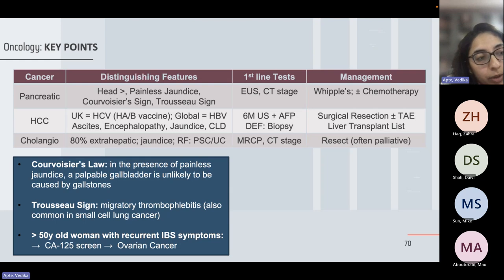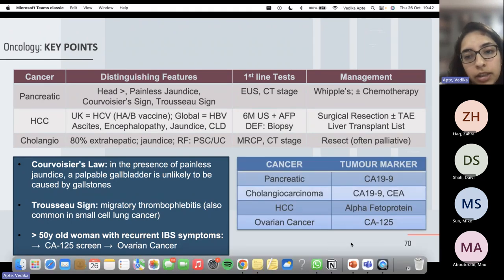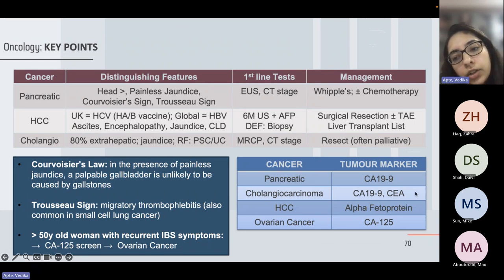Another thing to note, if you see a woman older than the age of 50 with recurrent IBS symptoms, you might want to suspect ovarian cancer, and you'd want to do a CA125 screen, as that's the tumor marker. But I wouldn't worry too much about that right now, because that might be more fifth year. And here is just a nice little table for the tumor markers: pancreatic cancer, CA19-9; cholangiocarcinoma, CA19-9, as well as CEA. CEA is also the marker for colorectal cancer, which will come up in later tutorials. HCC is alpha fetoprotein, and ovarian cancer is CA125. Very important to know these tumor markers, because it could easily come up in SBAs and it's just simple marks.